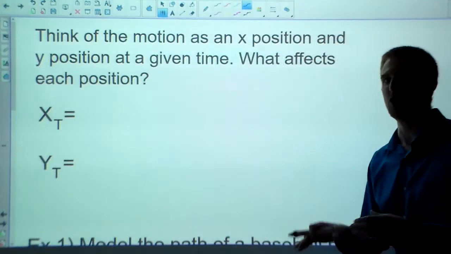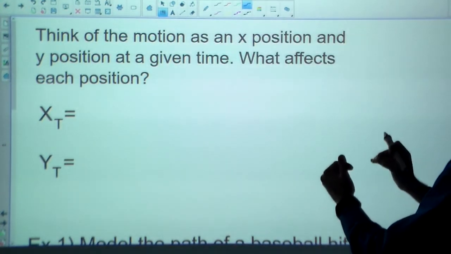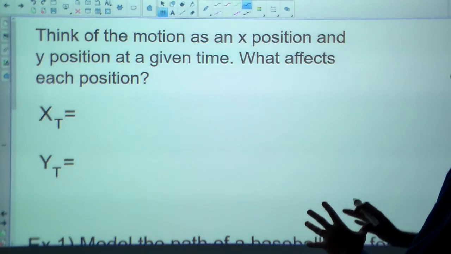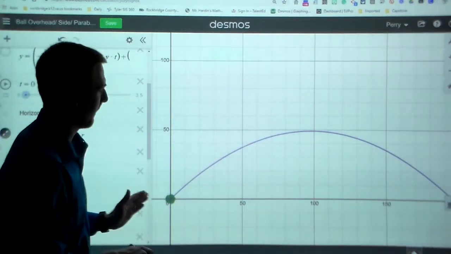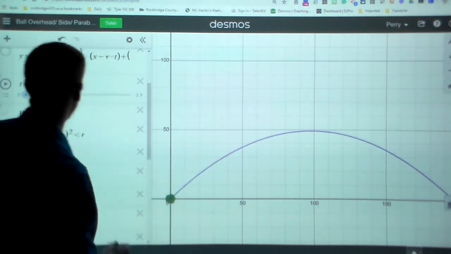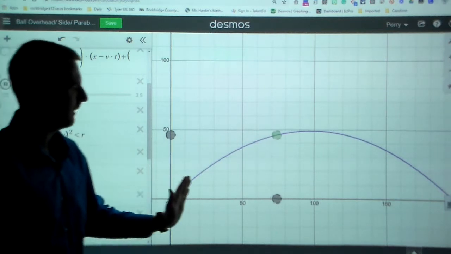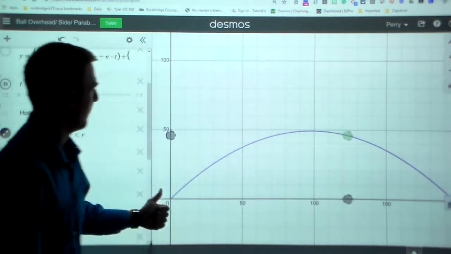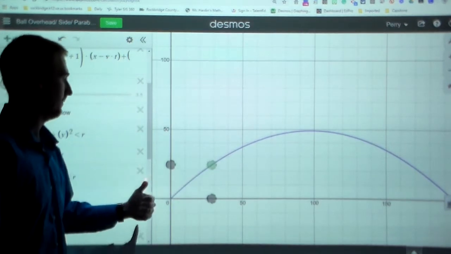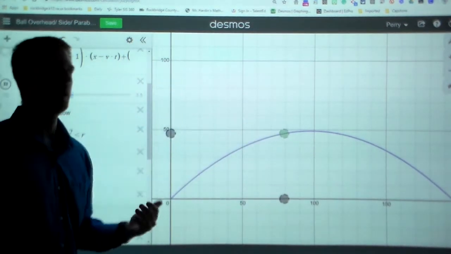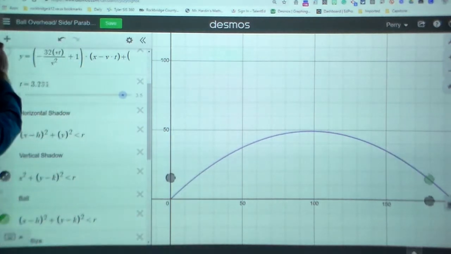Let's formalize what we just said, put it in writing now. So think of the motion as an X position and a Y position at any given time. So what's affecting each position? Let's watch the baseball one more time. This time we've got both shadows on and the ball itself. So let's put it in motion. Horizontally, just forward velocity. But in this direction, we have gravity pulling on it, and definitely how fast the ball was hit into the air, possibly how high off the ground it started as well. So we'll put all that stuff in here.